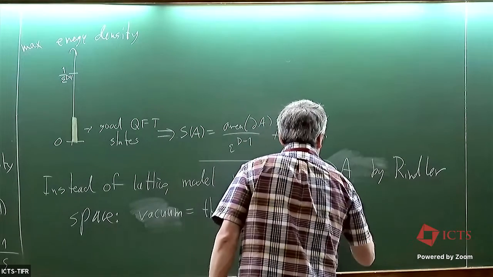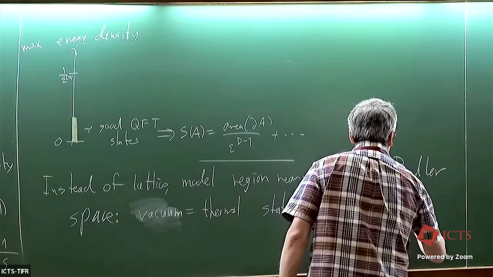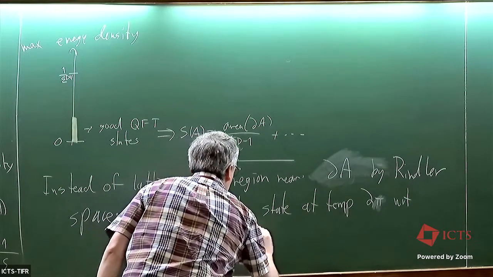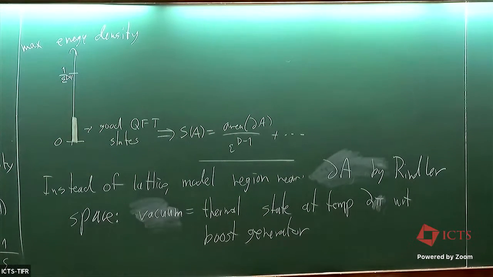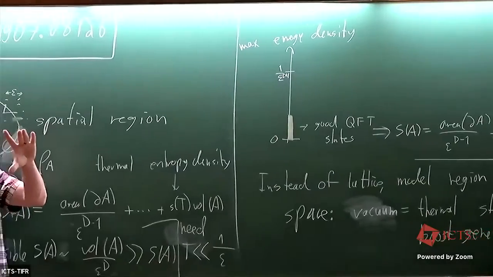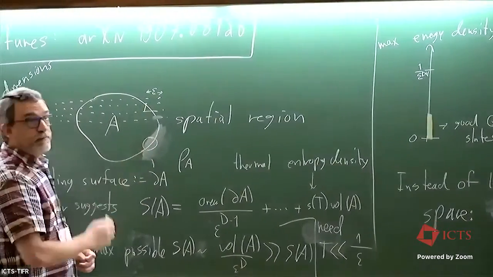A thermal state at temperature 2 pi with respect to the boost generator. Okay, so now I'm really assuming that I have a relativistic quantum field theory, so this is actually a piece of space. There's a time direction, and when I approach the entangling surface, I can really think of that as Rindler space, and as in Rindler space, you throw out half of your space, this half on one side of some plane, and that's what I'm doing here, okay?